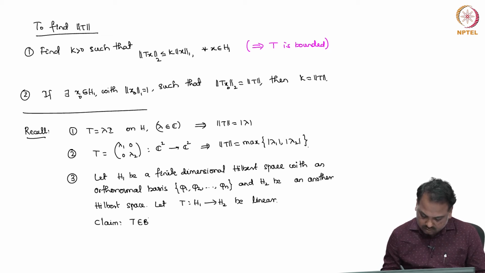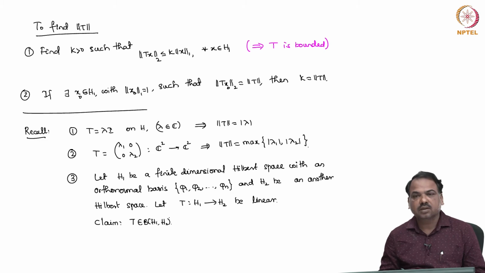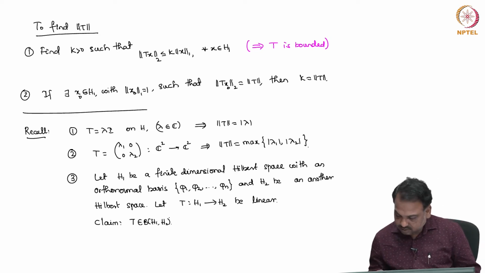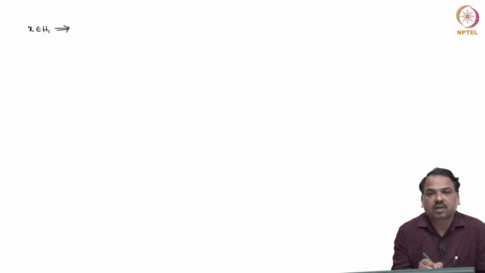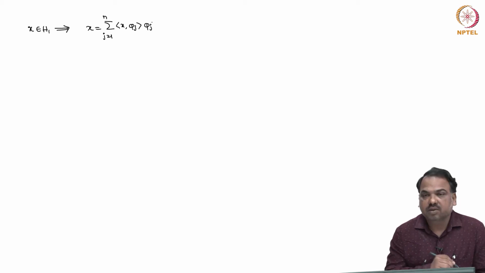As I told earlier, to say that T is bounded, it is enough to find a positive K such that norm Tx is less than or equal to K times norm x. From that we can conclude that T is bounded. But finding the bound, we have to work a little bit more. So let us look at this part. If you take x in H1, we can conclude that x can be expressed using this orthonormal basis of H1. So this is the sum of inner product x phi j multiplied by phi j.